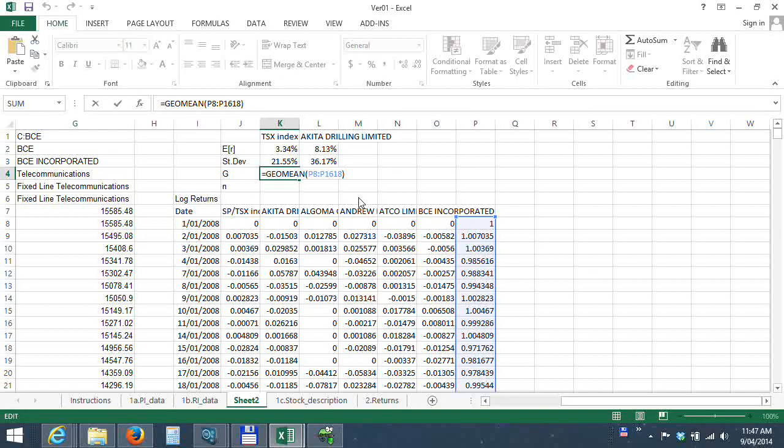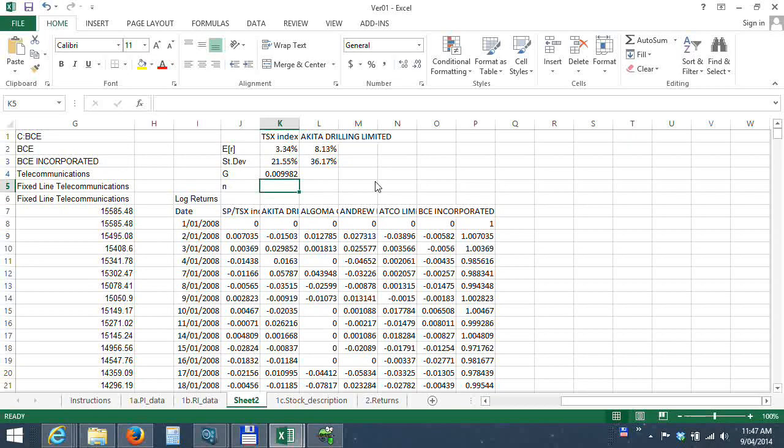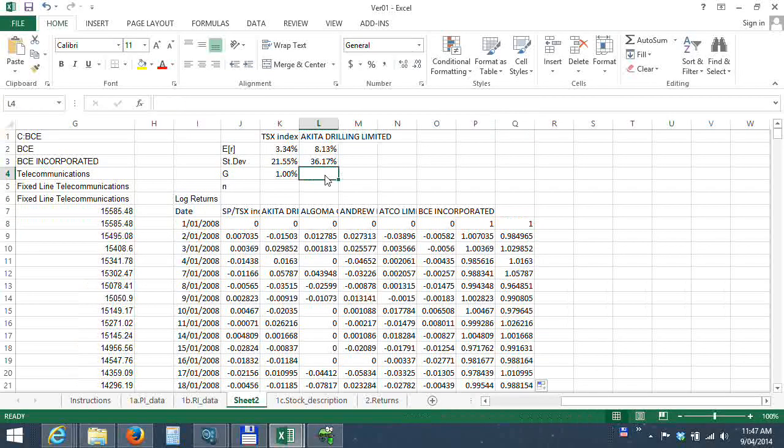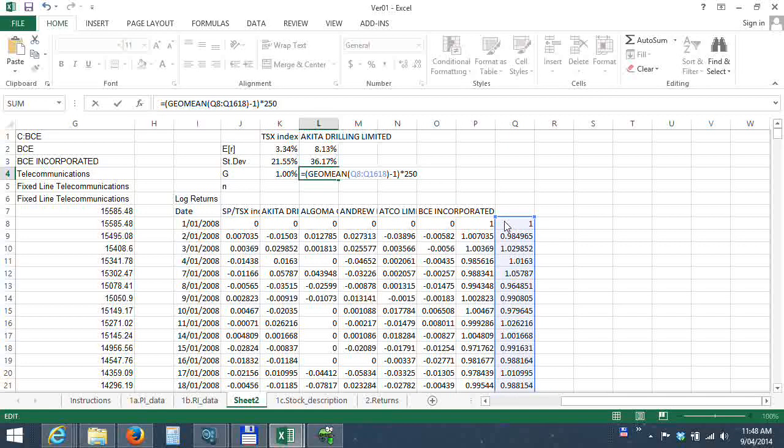Now, to do the proper annualization of the geometric mean, first I have to subtract 1 and then multiply this number by 250. So the geometric average here is 1%. Now I'm going to do exactly the same for Akita. I'm going to take 1 plus the returns on Akita and copy it down, and I'm going to estimate the geometric mean for Akita Drilling using exactly the same format that I used before. The only difference is the return reference.